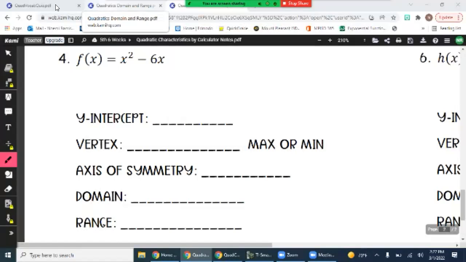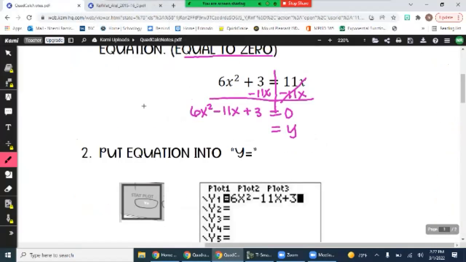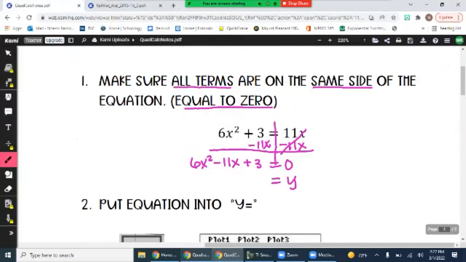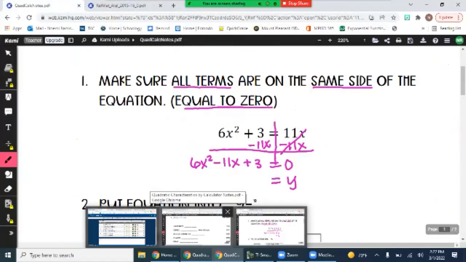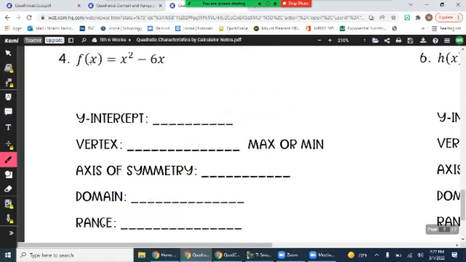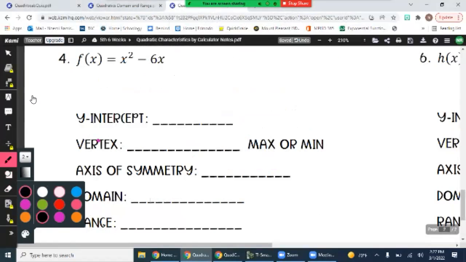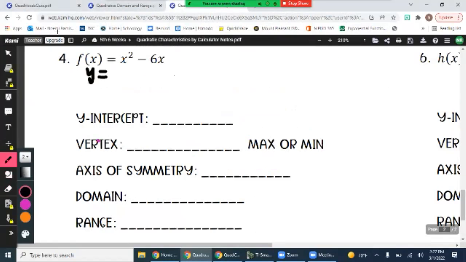Okay, number 4. The very first step on your calculator steps page. What do you have to do? Make sure what? All terms are on the same side. Are they here for number 4? Yes, they are. Having f of x, h of x, g of x, n of x, whatever of x is the same as having what? A y equals. All your terms are already on the same side.